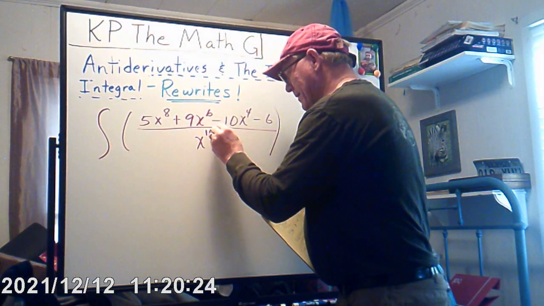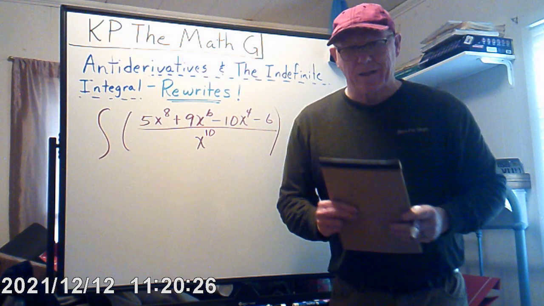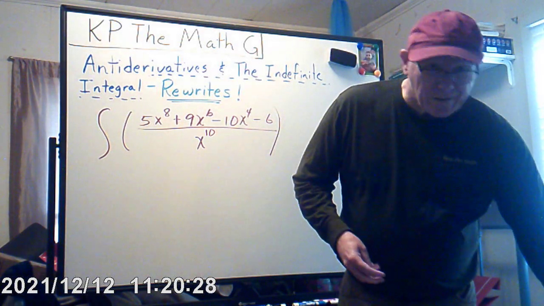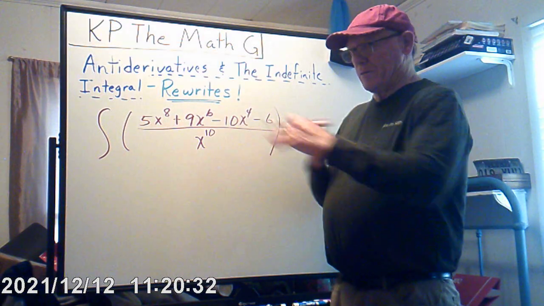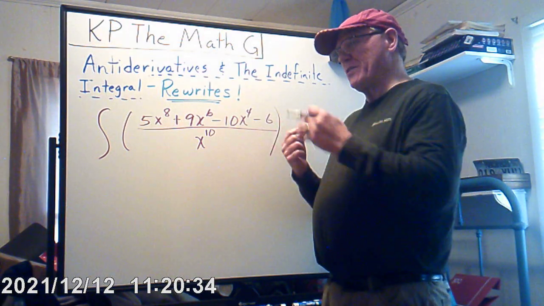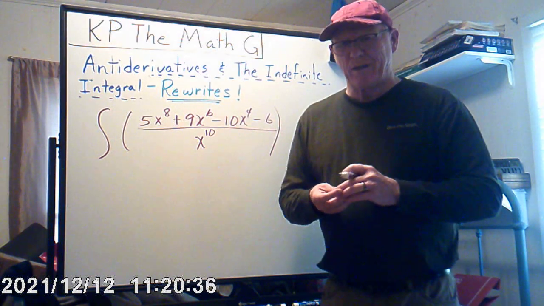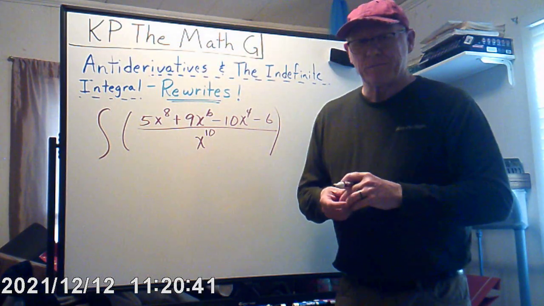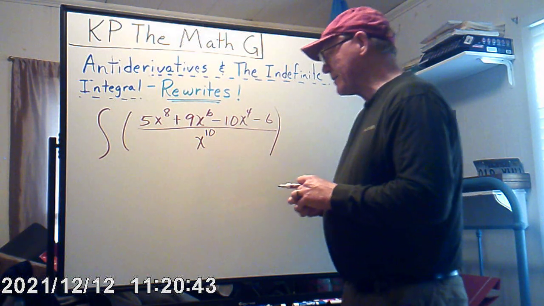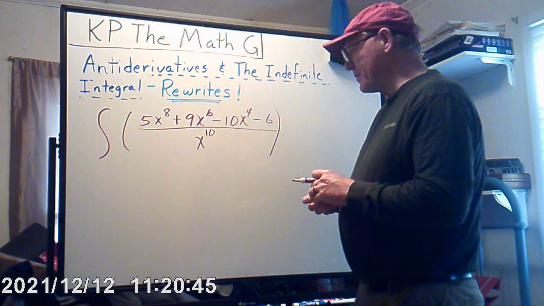There's a reason for this, because there's an antiderivative that we haven't looked at yet, and I want to make sure I don't run into that antiderivative just yet. It has to do with ln, and so I don't want to do that just yet, but later on we will. That is the reason for all of this.